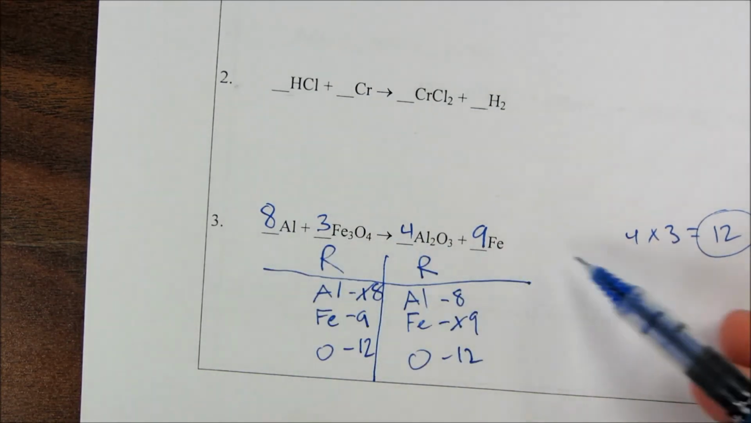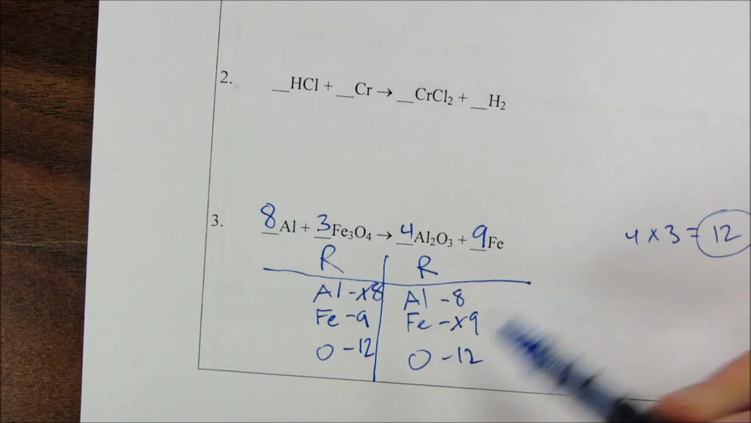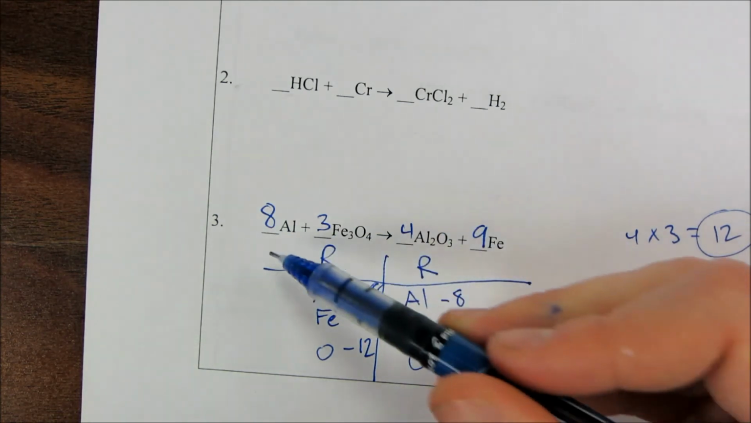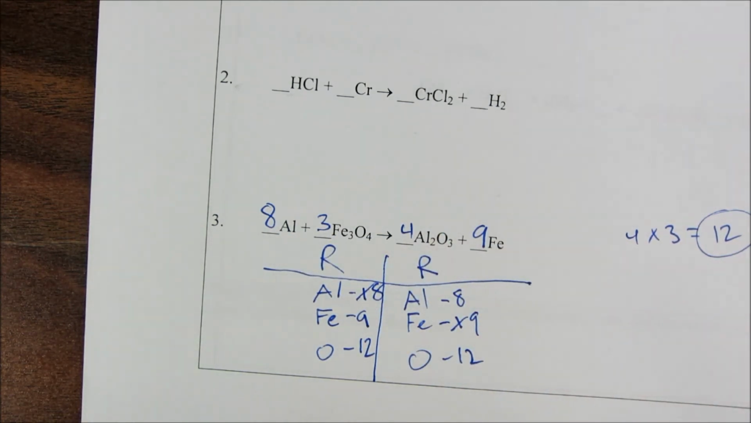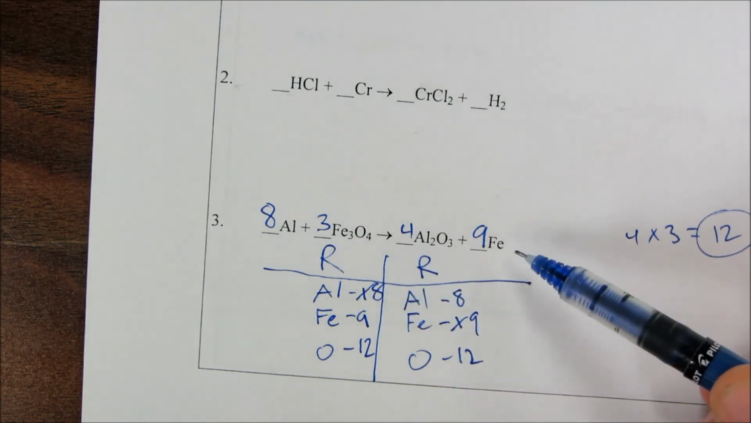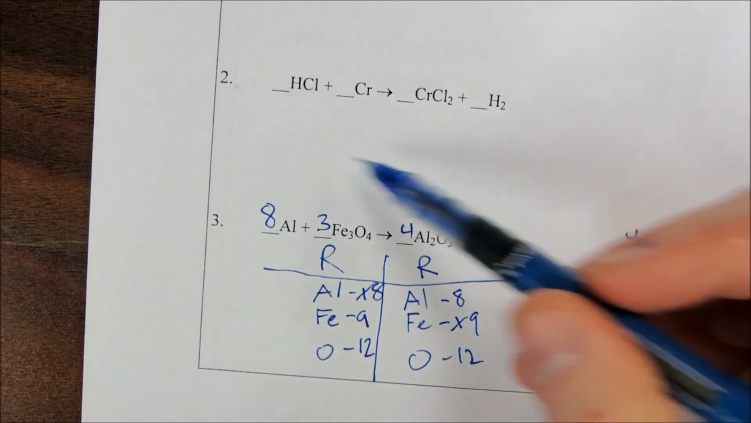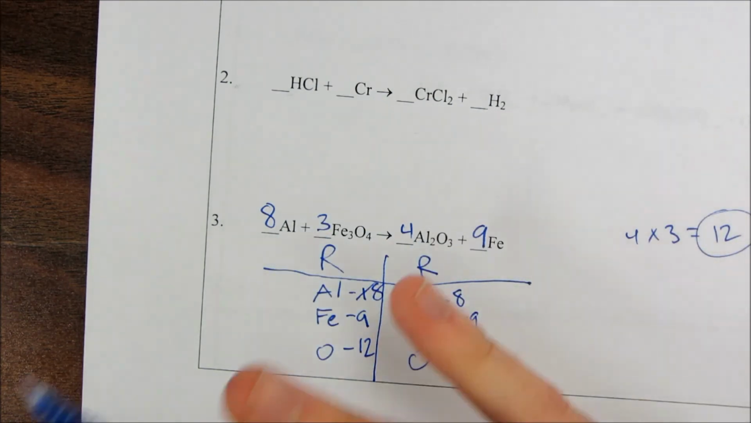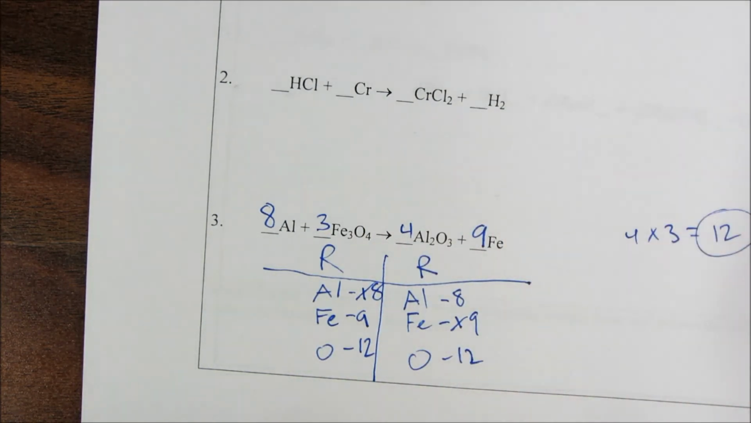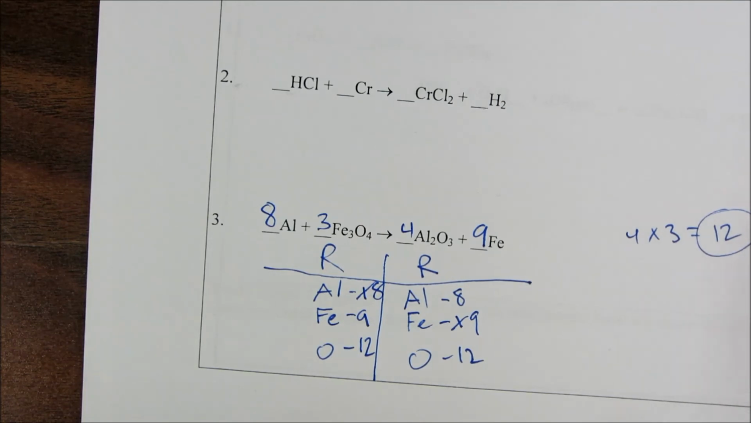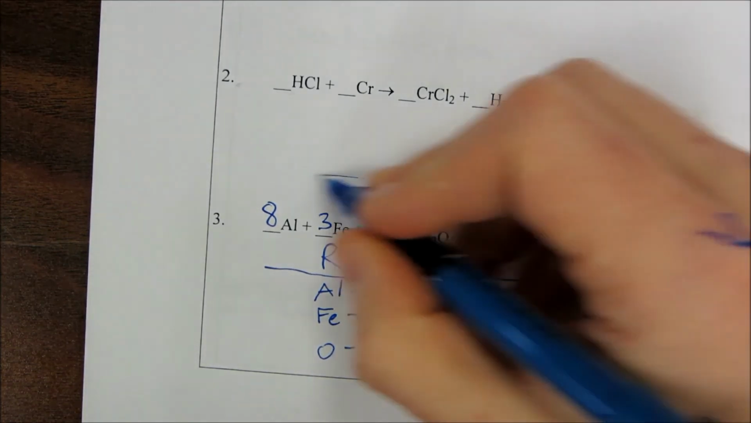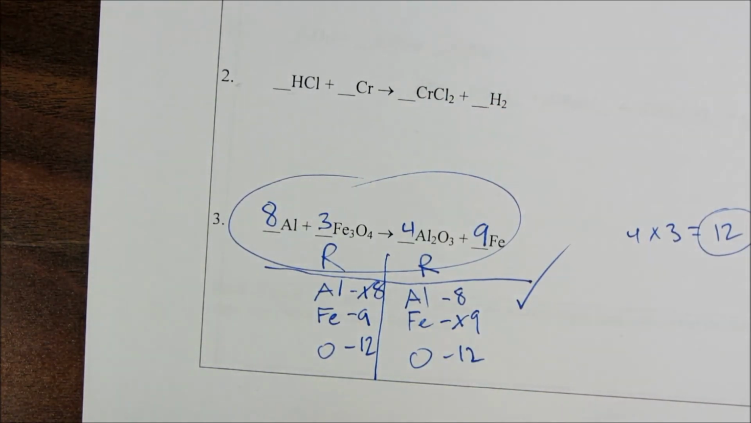Last step would be to check this and make sure we can't simplify it. Is there any number that goes into 8, 3, 4, and 9? Well, 3 goes into both 3 and 9, and 4 goes into both 8 and 4, but no one number goes into all 4 of these, so that means we can't simplify. We have to be happy with it just the way it is. So that means perfectly balanced. That's our final answer.